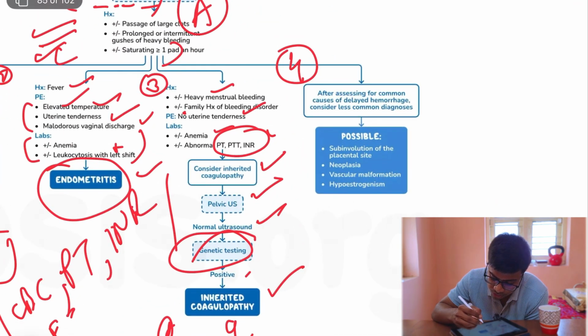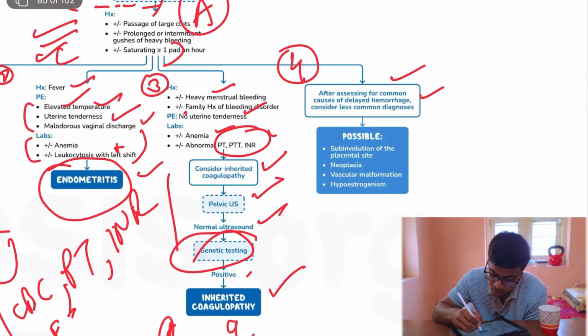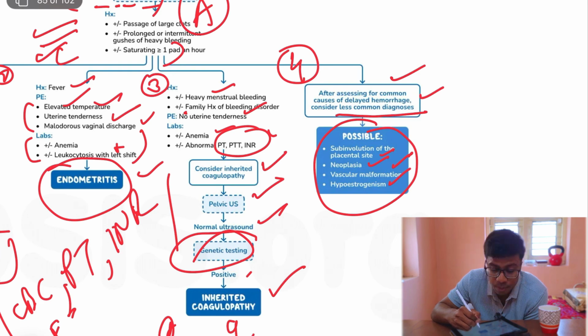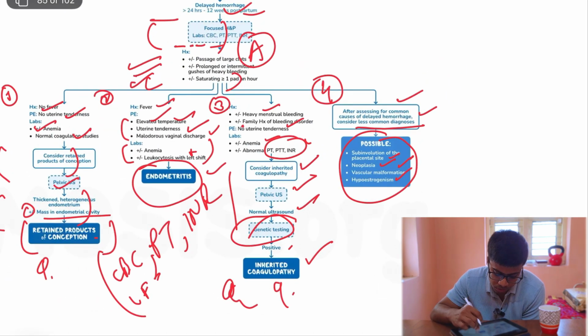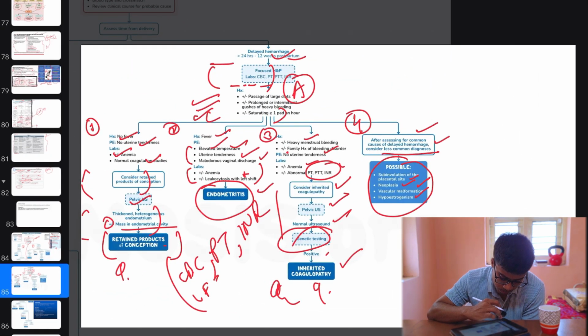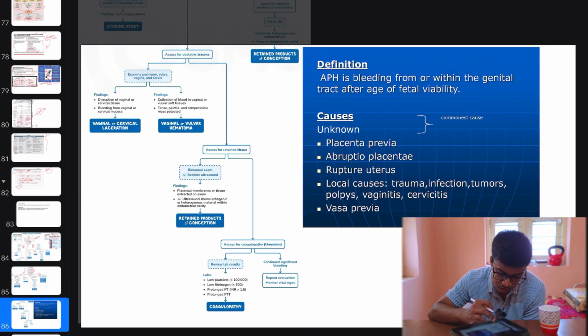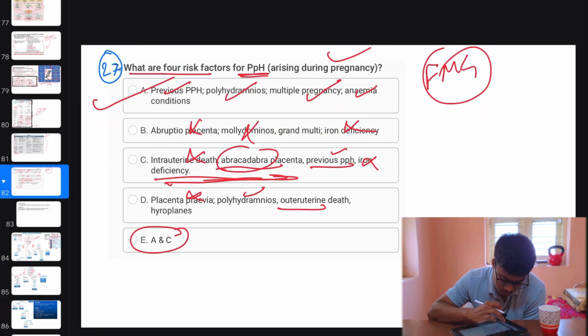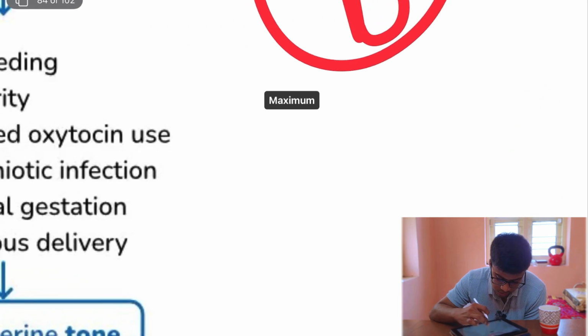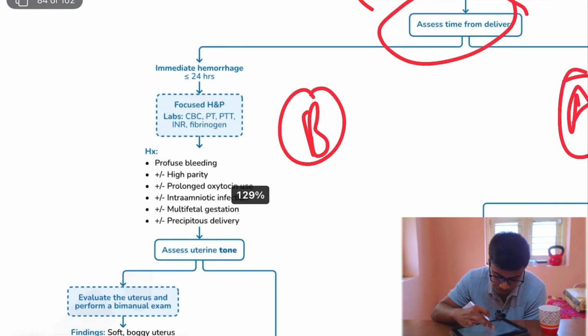Now after assessing the common causes of delayed hemorrhage, consider less common diagnoses like subinvolution of placental site, neoplasia, vascular malformation, and hyperestrogenism. Now coming to part B, that is part B of this chart. Let's see what's in the B chart.